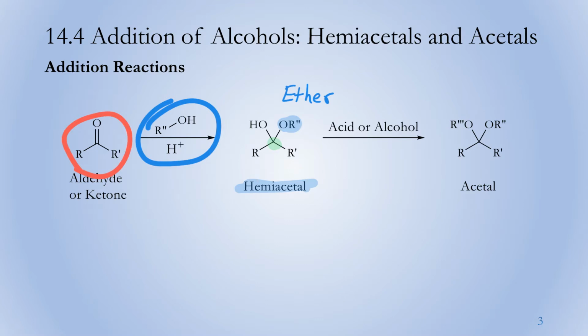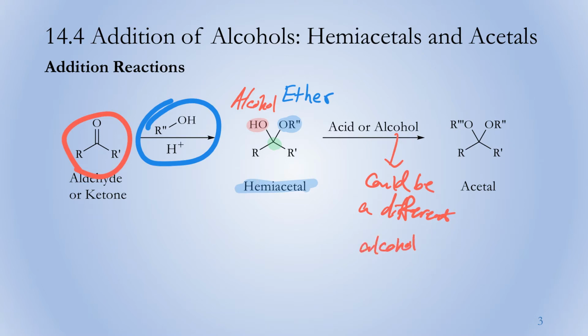And then in red, you have the alcohol right there, and that comes from the original aldehyde or ketone. So you have that right there, and so that is a hemiacetal. Those can react further with acid or with another alcohol.